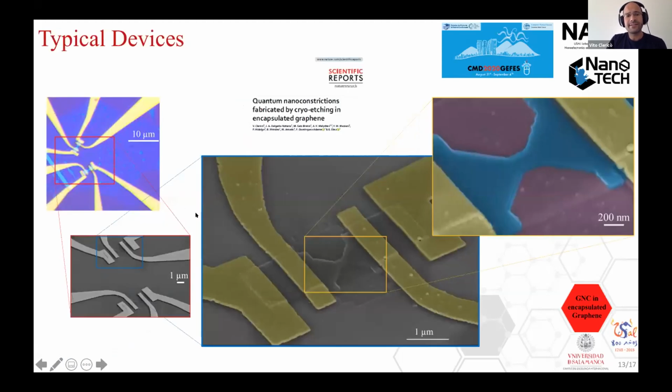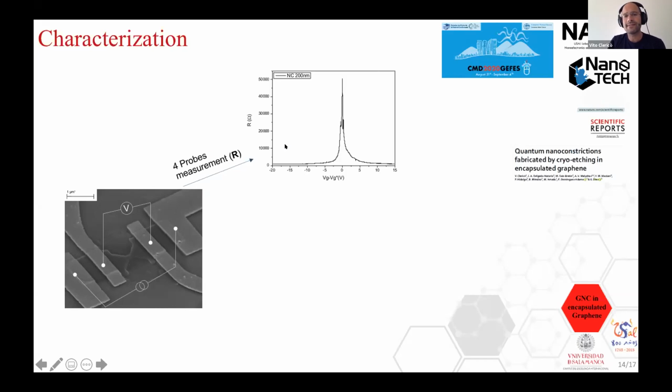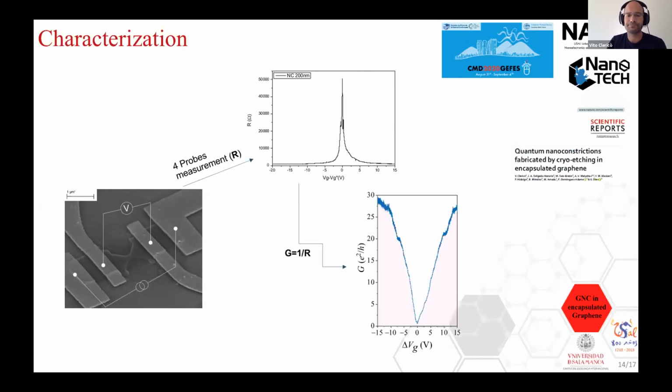We fabricated different devices. For example, this is one typical device. In this tilted image, you can see again the quite good definition of the constriction, and you can see that we use this four-probe configuration. So we carried out some four-probe measurements. Basically, we inject the current in the external contacts, and we measure the voltage in the internal ones. So we obtain directly the resistance, and from the resistance, we obtain directly the conductance with respect to the applied backgate voltage.